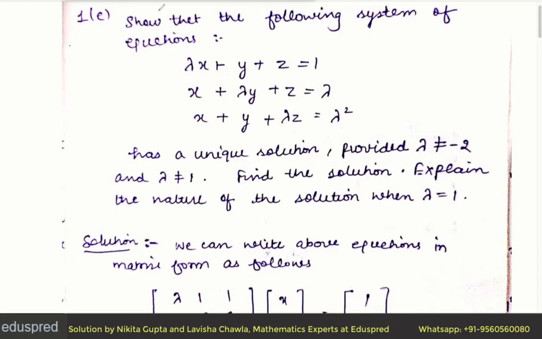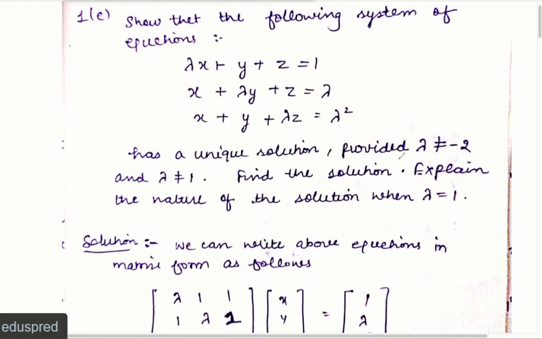In this video, we will be solving this question which says, show that the following system of equations lambda x plus y plus z is equal to 1, x plus lambda y plus z is equal to lambda, x plus y plus lambda z is equal to lambda square has a unique solution provided lambda is not equal to minus 2 and lambda is not equal to 1. Find the solution. Explain the nature of the solution when lambda is equal to 1.